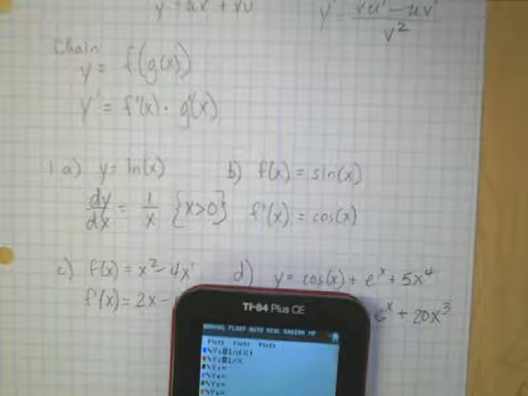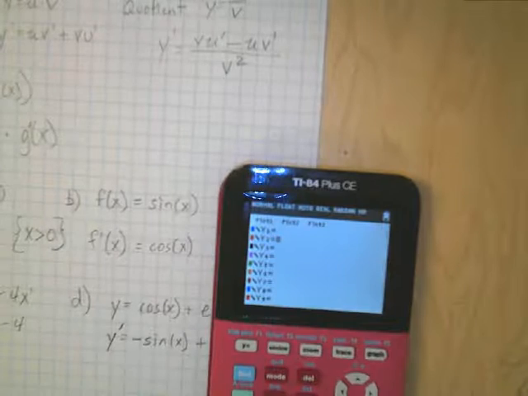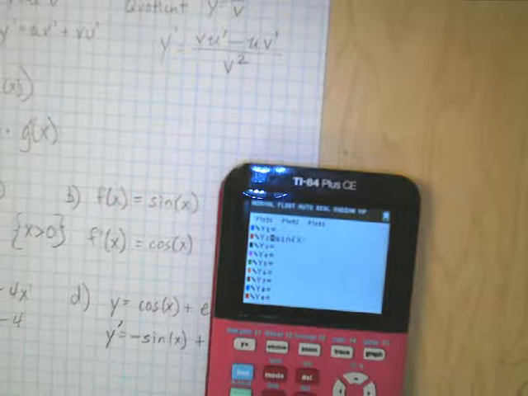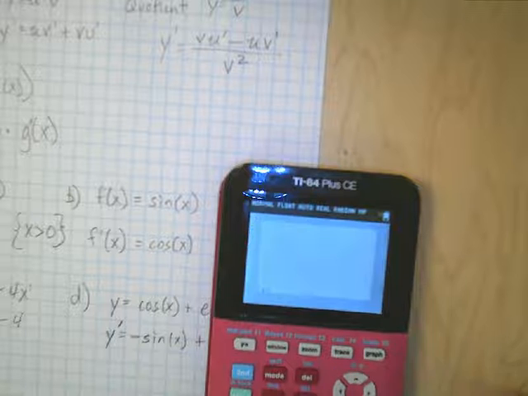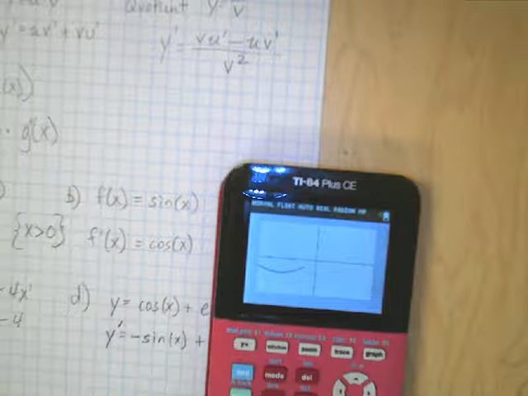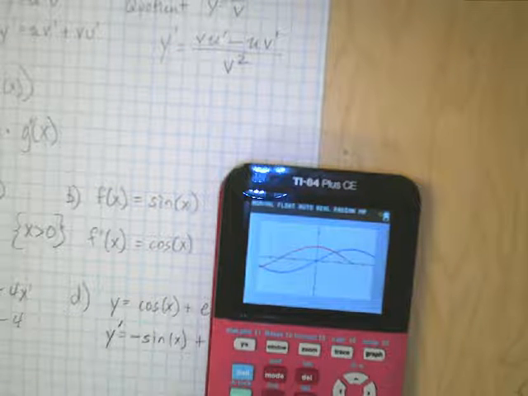Let's change my functions to sine of x. Sine of x. And this one would be cosine of x. And if I graph those, now this one we should be able to check if these make sense. So the blue curve is my function, and the derivative is the red one.